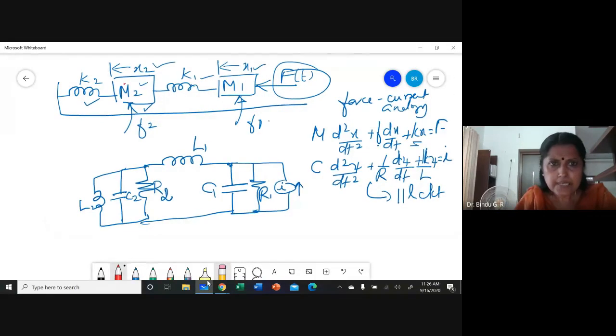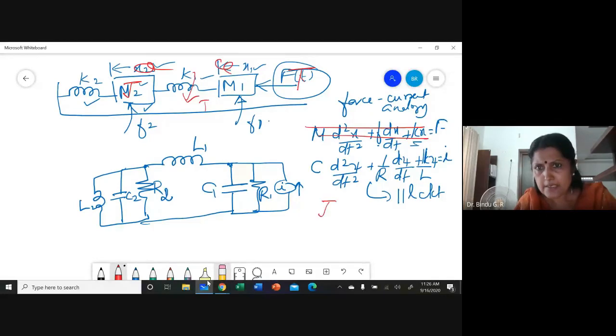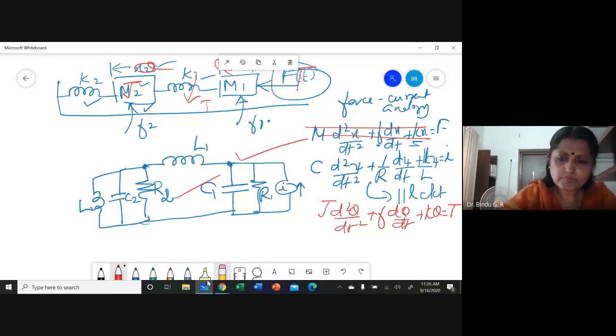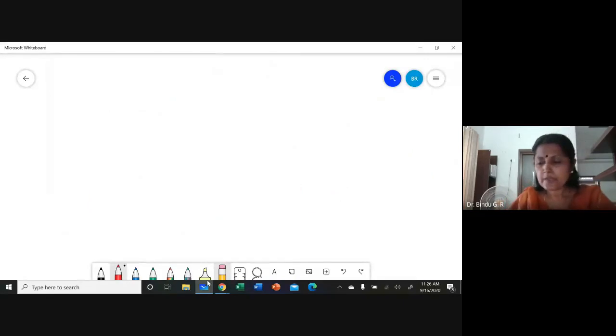The same thing, instead of M, you are given J, suppose, and theta and all those things. And T is given here. The same equation may be replaced by J d squared theta by dt squared plus F d theta by dt plus K theta is equal to T. That is all. This procedure is the same. Hope this is clear for you. I'm going to delete.